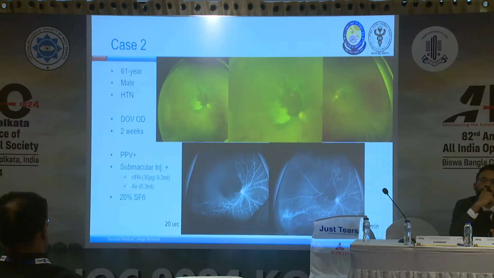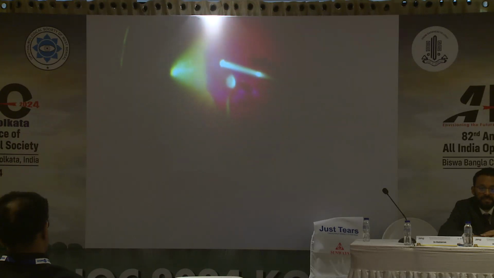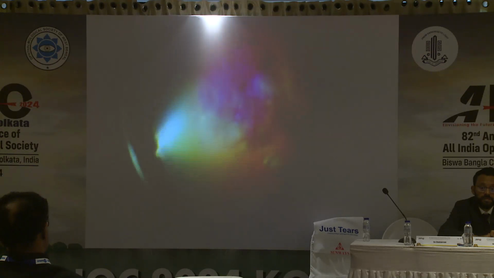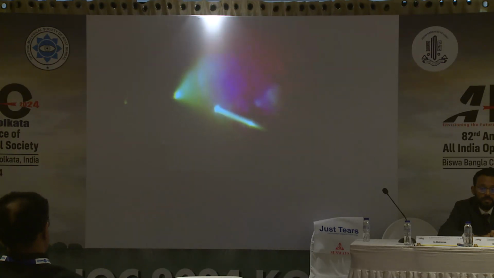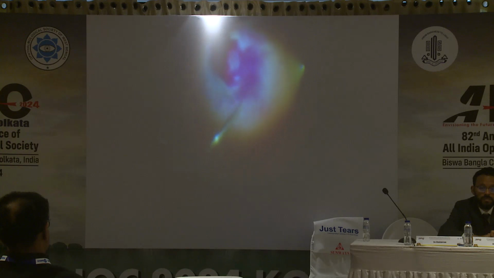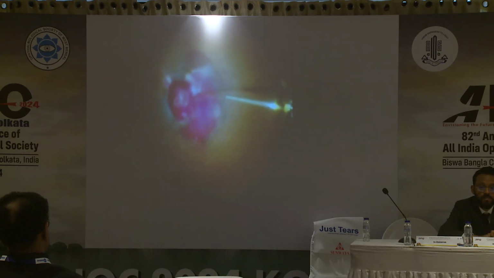So we took the patient for PPV with submacular injection. Here we used rtPA as well as air again, and by the time we took the patient for the surgery, the bleed had dispersed further. So we removed the core vitreous, induced the PVD, and now we can see this mound of submacular bleed which is there, and the sclerosed vessels anterior to it. Now with the 38 gauge needle, we are injecting the drug.